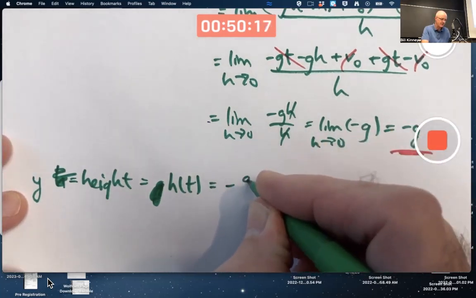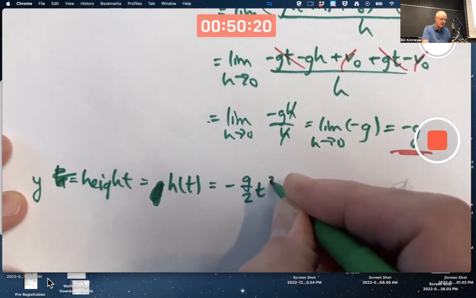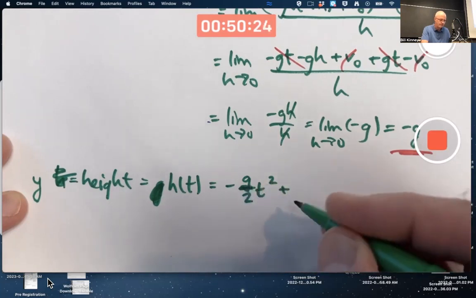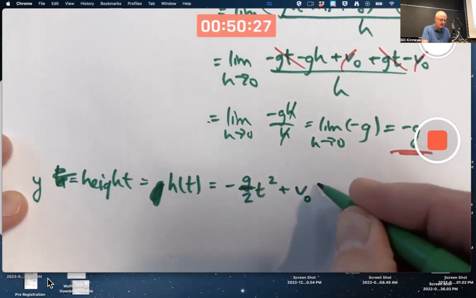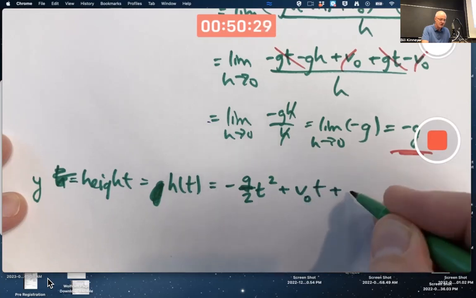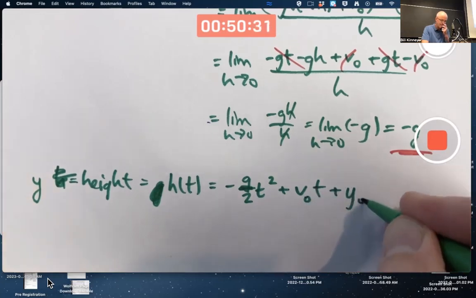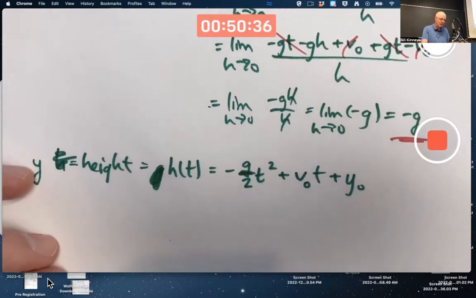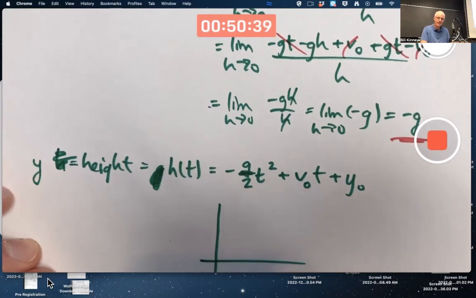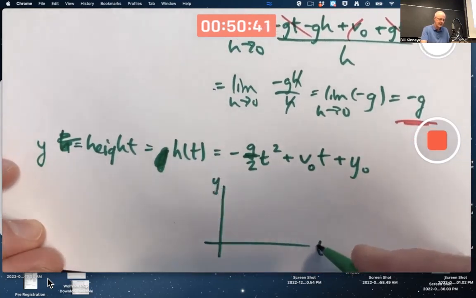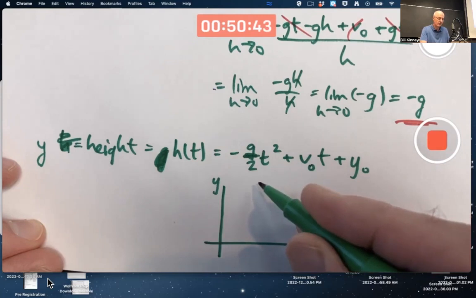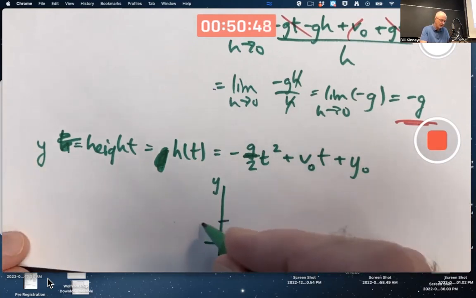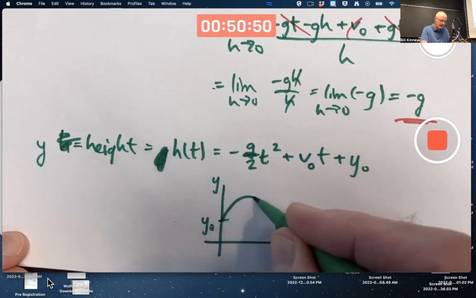It turns out to equal negative g over 2 t squared, that's a negative g over 2 there, plus v sub 0 times t plus the initial height, y sub 0. It's a quadratic. And if you graph this quadratic, y is a function of t here, it'll be an upside down parabola because the coefficient of t squared is negative. The y-intercept will be y sub 0. It'll look about like this.